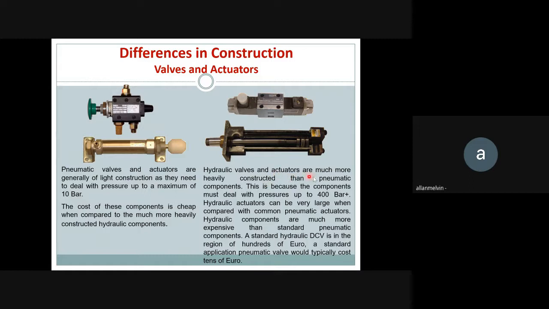Hydraulic valves and actuators are much more heavily constructed than pneumatic components. This is because the components must deal with pressure up to 400 plus bar. Hydraulic actuators can be very large compared to common pneumatic actuators, so it is not the same size; it can be bigger. Hydraulic components are much more expensive than standard pneumatic components. A standard hydraulic direction control valve is in the region of hundreds of euro.